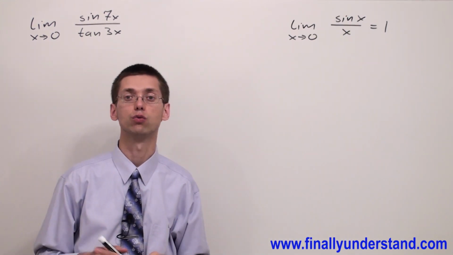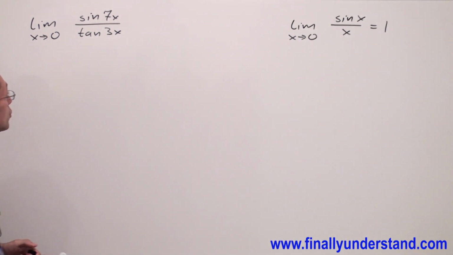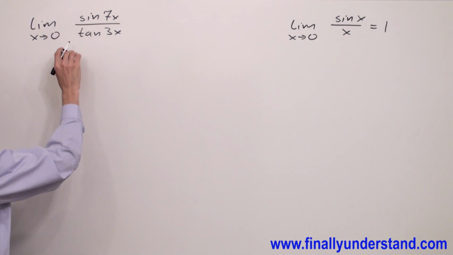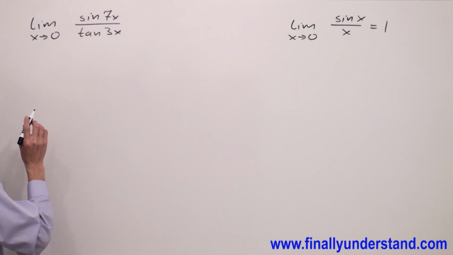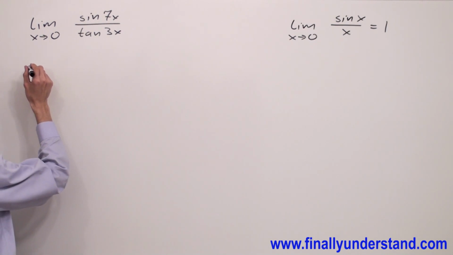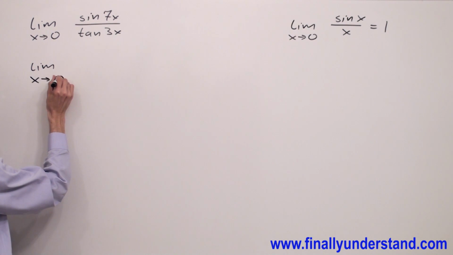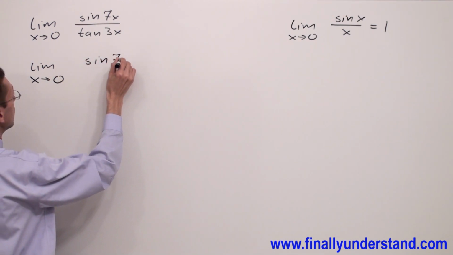We said we do not want to have zeros in the denominator. So we're supposed to do something with this problem. Because we have trigonometric functions, we are going to try to use this formula a lot. Okay, so how are we supposed to approach this problem? Simply write the limit as x approaches 0, and I have sine 7x.